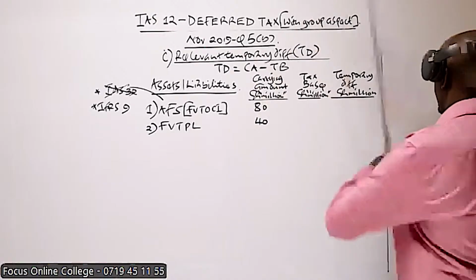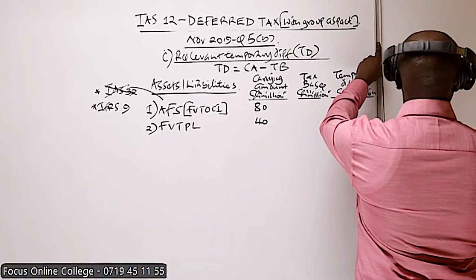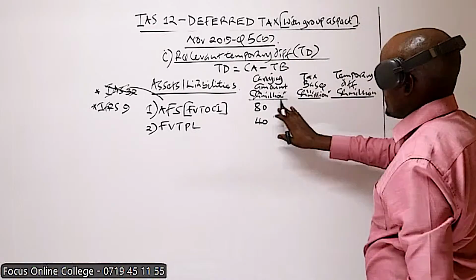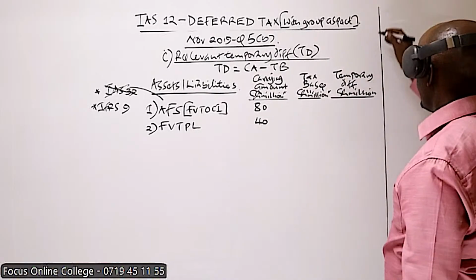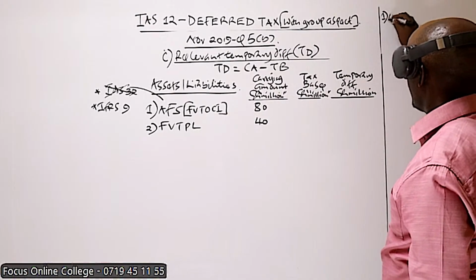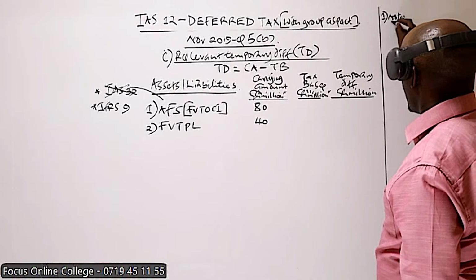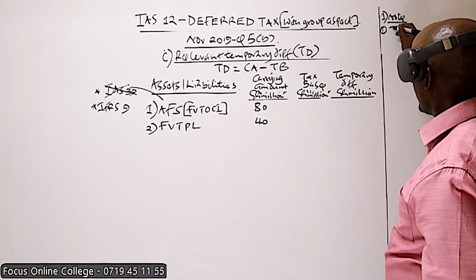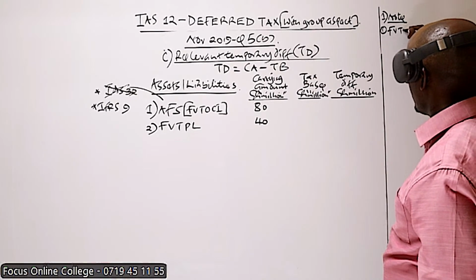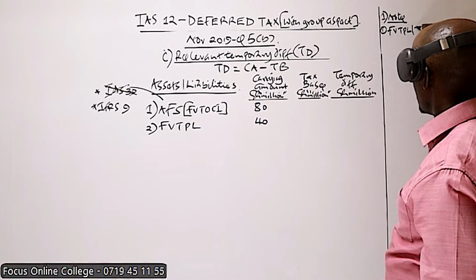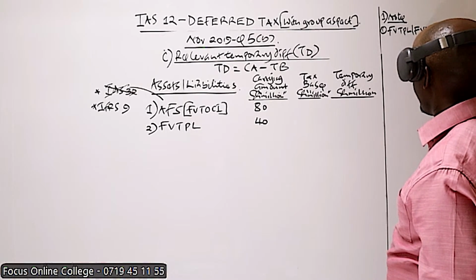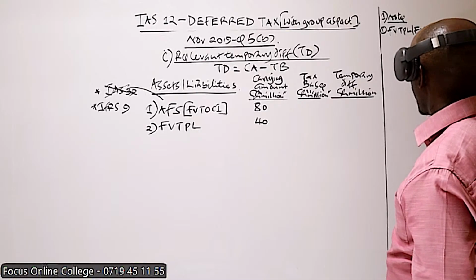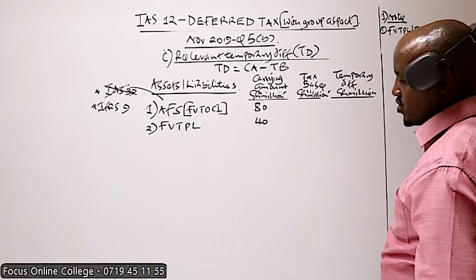I'll give you some few notes here just to guide you in terms of knowing the carrying amount and the tax base of various items of asset and liability. The first one I'll give in relation to the financial asset at fair value through profit and loss, and also the financial asset at fair value through other comprehensive income. The carrying amount for these assets is always equal to the fair value.